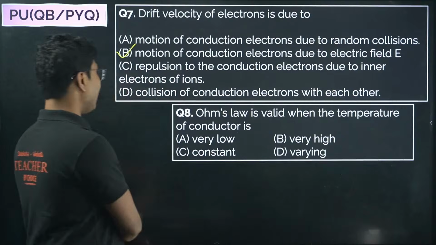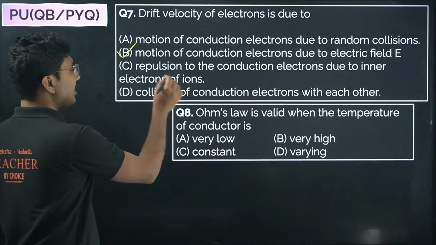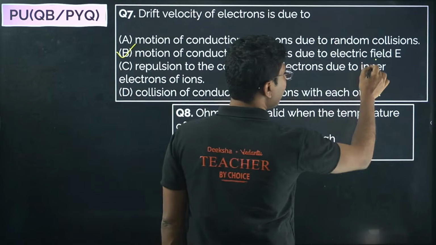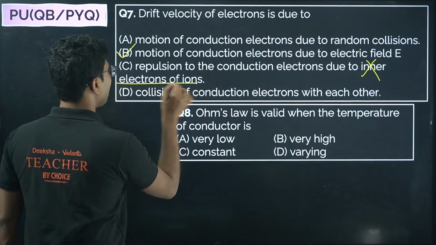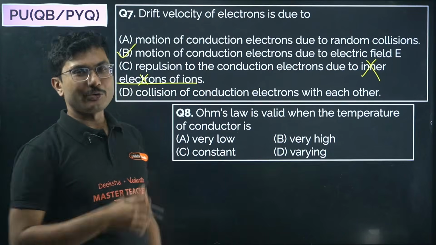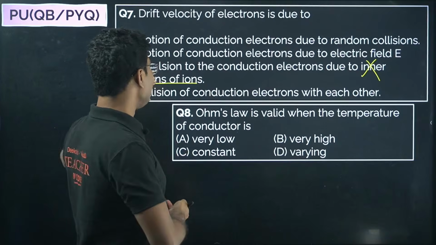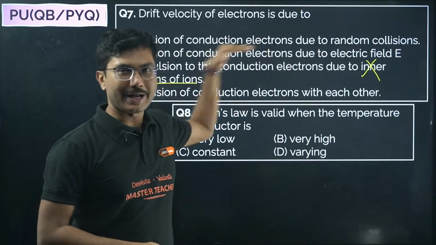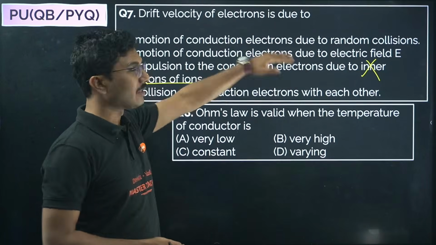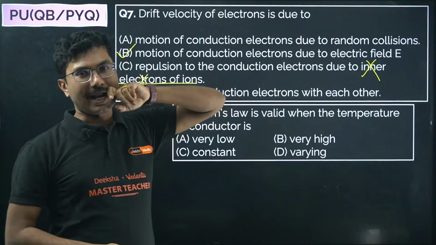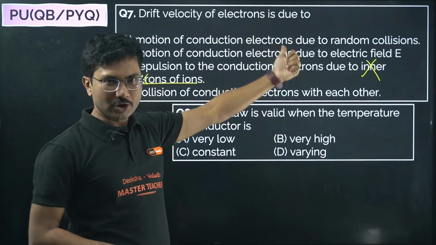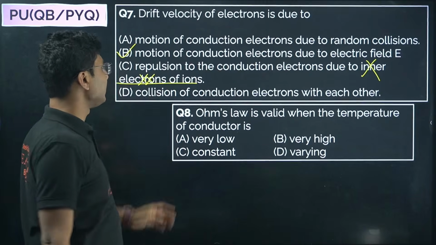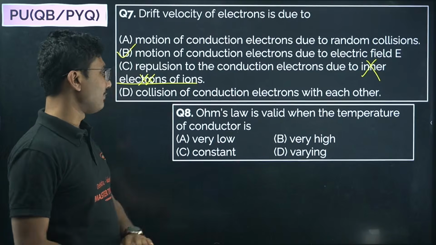Kavya, again option B is correct, not C. The repulsion of electrons part is correct, but it is not due to inner electrons. It is due to the external electric field. Only because repulsion is mentioned, don't fall for the trap. Here neither repulsion nor attraction is mentioned, that means it's a general statement. It can be repulsion or attraction as well, but electrons move in the opposite direction, so this is a repulsion only. But the repulsion is not due to inner electrons, it is due to the external electric field.